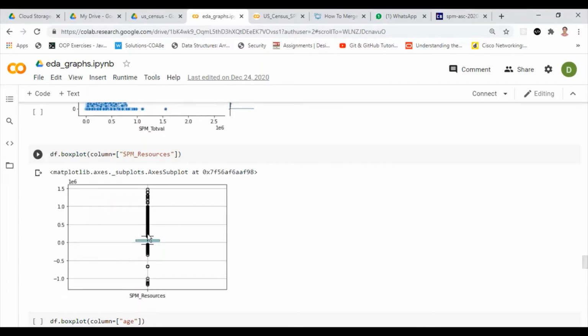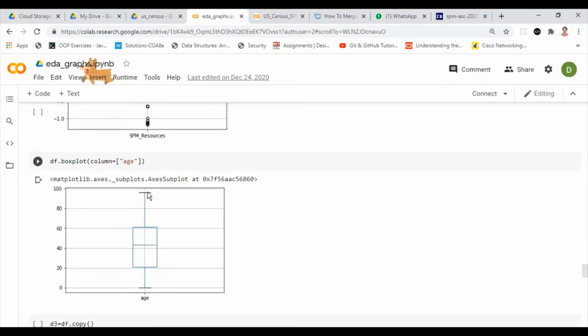The black bands are the regular values taken up by the variable, and the black dots that can be seen here are the outliers. We can see that there are some significant outliers with respect to SPM resources. When it comes to age, we see that there are almost no outliers at all with respect to this variable.